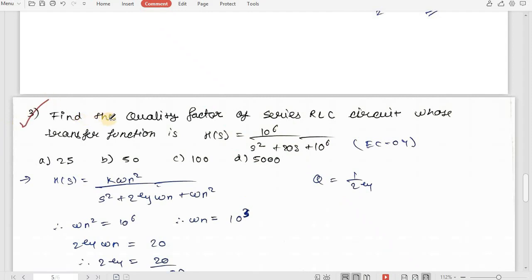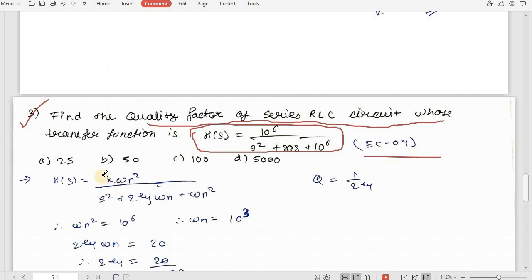This is also about quality factor, where you have to find the quality factor of a series RLC circuit, but this time we have a twist. Instead of giving the RLC values, we have been given the transfer function. The transfer function is H(s) equals 10 raised to 6 upon s square plus 20s plus 10 raised to 6, and this sum is from EC 2004. The options are present here.